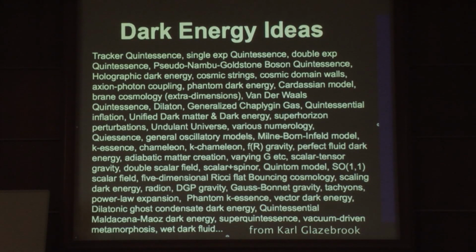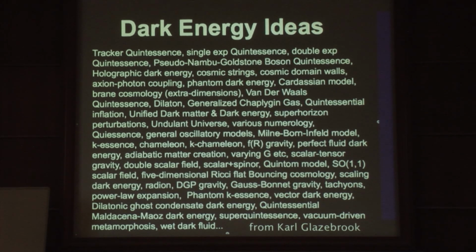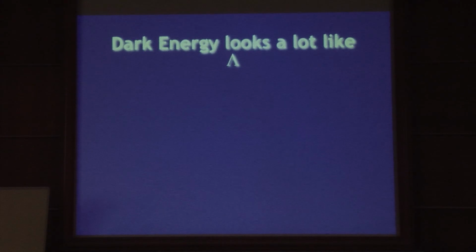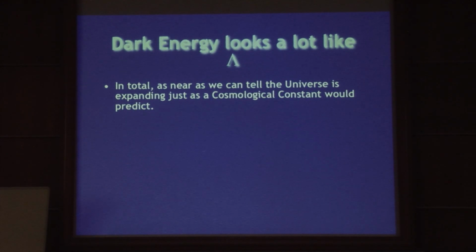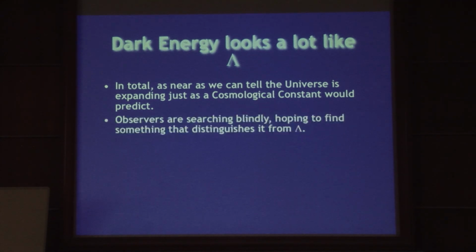So there are a lot of dark energy ideas out there, thousands at this point. You've got to give them a good name. If you have a dark energy theory, give it a good name. But dark energy itself looks a lot like the cosmological constant. Indeed, we cannot discern it in any way from anything other than a cosmological constant at this point. And so we as observers are really searching blindly, hoping to find something that distinguishes our observations in our universe from one that contains a cosmological constant.